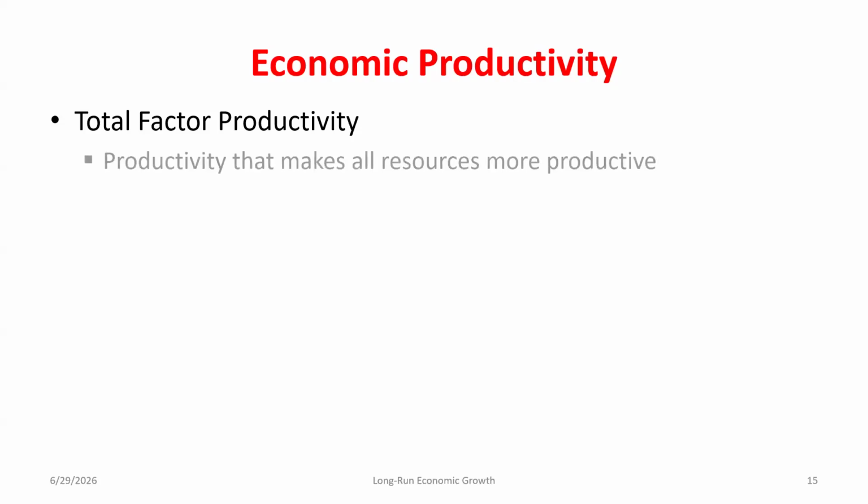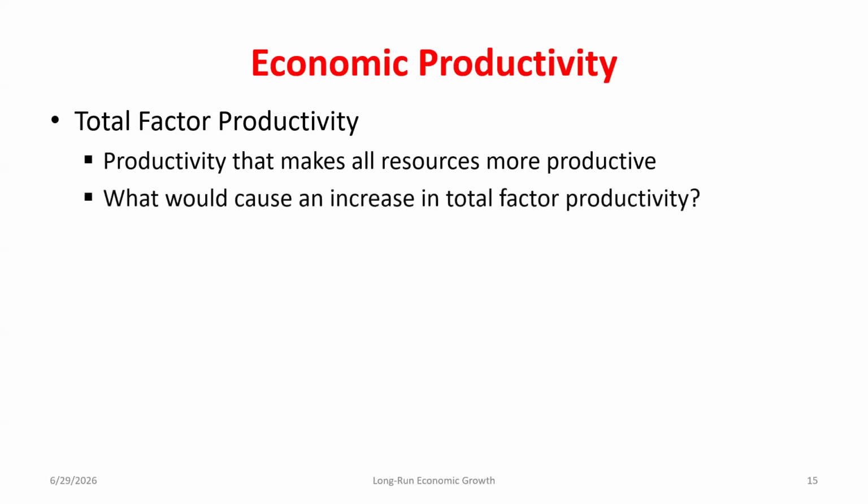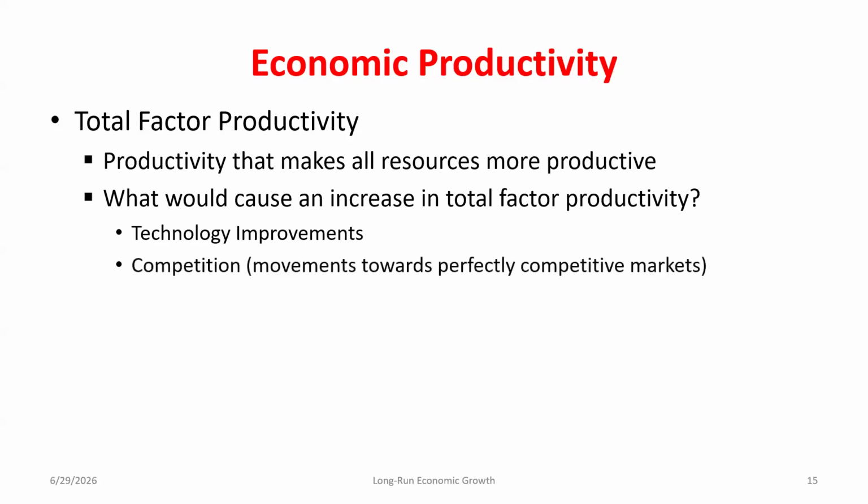I could give it new technologies that it could use. Anything that makes that same level of capital and labor more productive, we'll call total factor productivity. So what would cause this? Primarily, I'll usually refer to it as technology improvements. That's the easiest way to think about total factor productivity increasing.